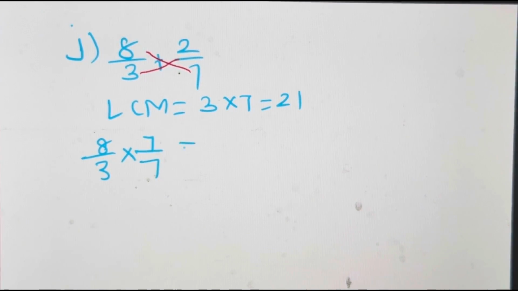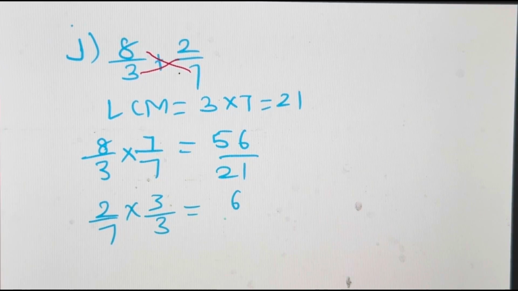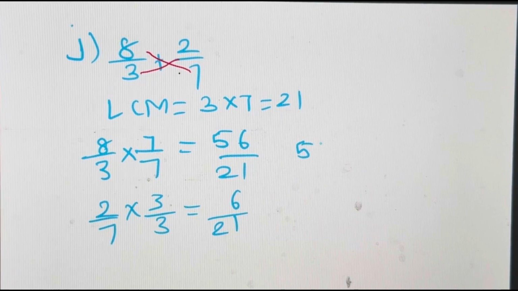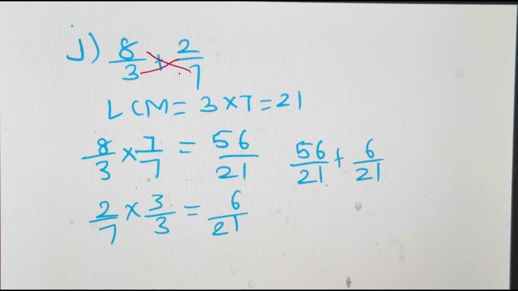So 7 upon 7, so 8 7s are 56. On 3 7s are 21. Now we take 2 upon 7 multiplied by 3. So 2 3s are 6 upon 21. So if we add 56 upon 21 plus 6 upon 21, 56 plus 6 is 62 upon 21, right?